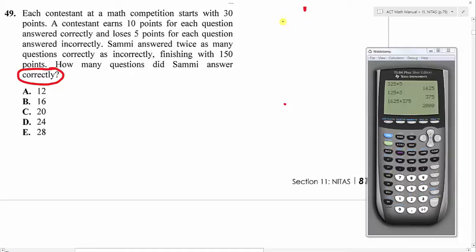So here's what we're going to do. Again, we're going to start with, as we always do, the 2-column T-chart. We are going to do step 2 of making the chart. We're going to label the first column with whatever the question is asking for, and it's asking for the number of correct answers.